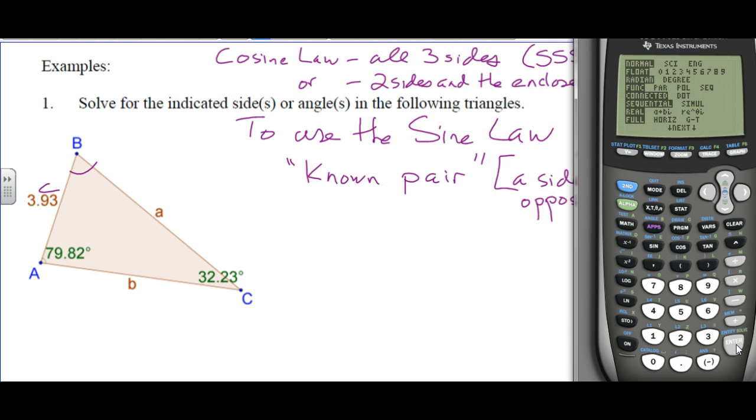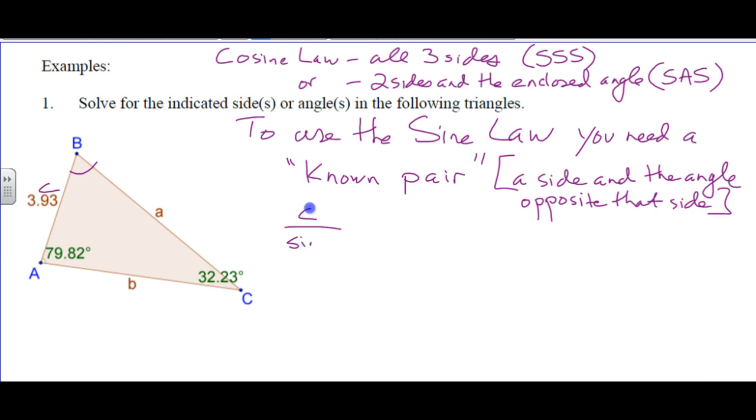Okay, so we want to find little a and little b. Right now we know angle A, so let's set it up this way. Little c over sine c is equal to little a over sine a, right? So when using the sine law, you only take a pair of them: A and A, B and B, or C and C. So A with B, A with C, or B with C.